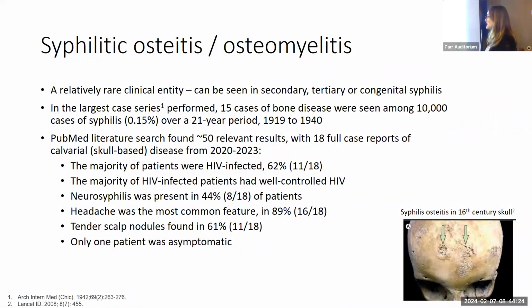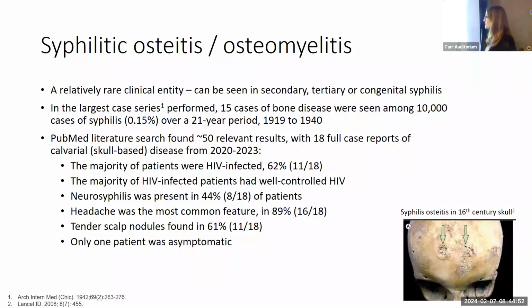Additional research was done again by the resident working with us and found 50 relevant results over the past couple of years, so more modern history as well, including 18 full case reports of this entity. And what we found was that the majority of patients who are diagnosed with this are HIV infected, but they tend to have well-controlled HIV. This isn't necessarily a diagnosis of somebody with more advanced HIV.